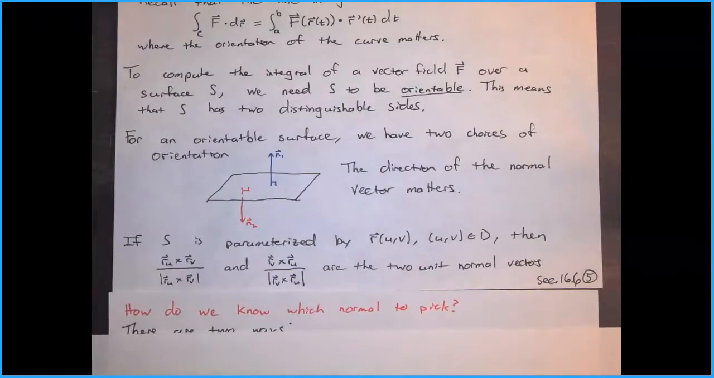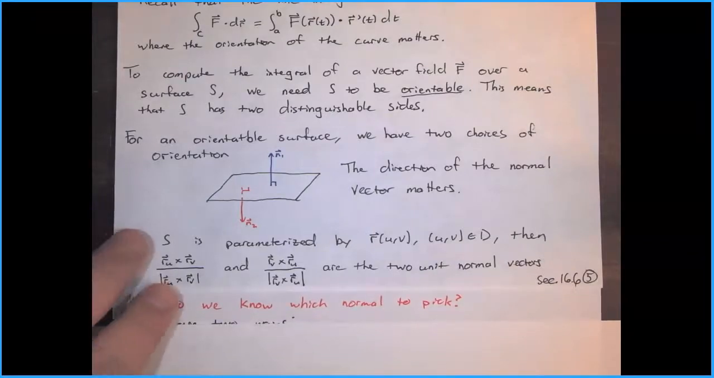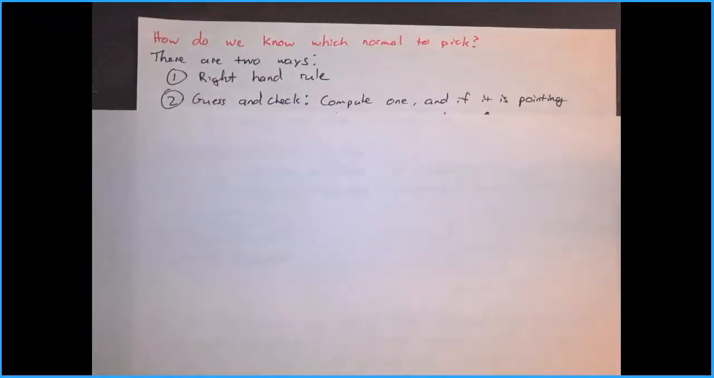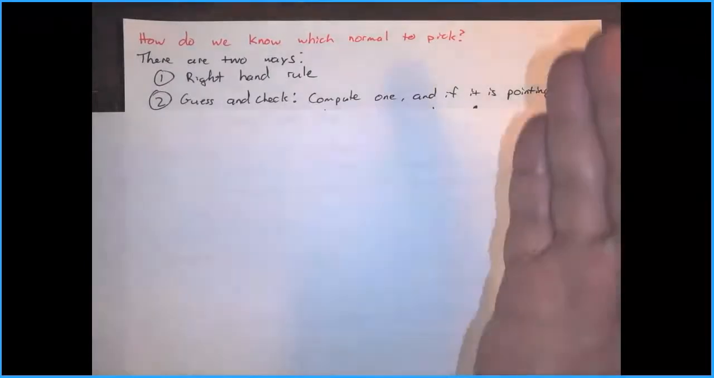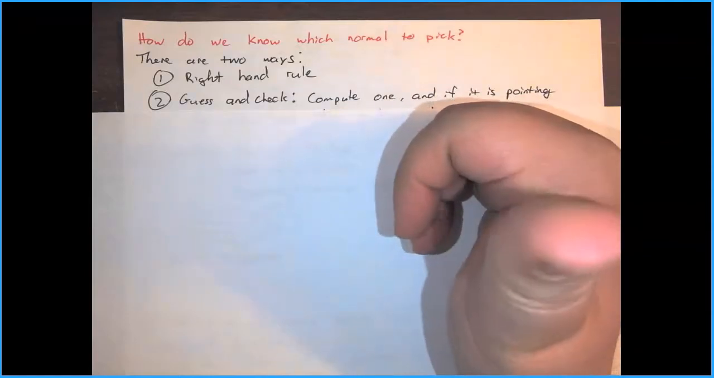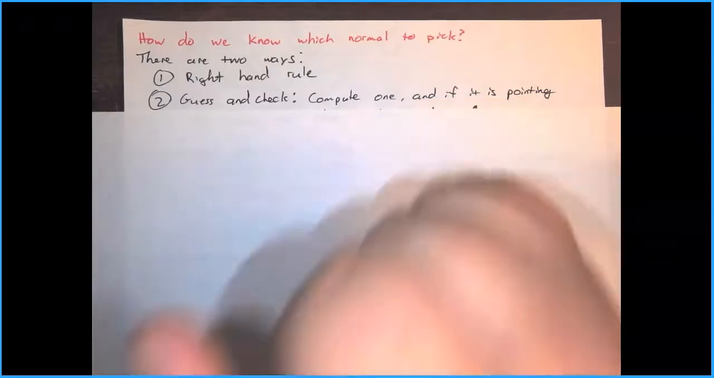Now, the question is, how do we know which normal to pick? Well, the problem should tell you which orientation to use. You shouldn't just be left to guess. There should be some indication, or the context of the problem should tell you which orientation you want. And after you know which orientation you want, there are two ways to pick. You can use the right-hand rule, which we learned at the beginning of the semester. Remember, the right-hand rule was put the edge of your right hand on the first vector, so your fingers curl around towards the second vector, and your thumb points the direction of the cross product. And in this case, the thumb is going to be the normal vector.